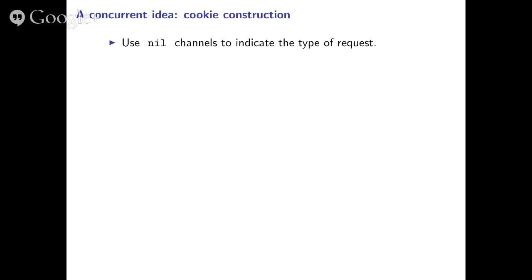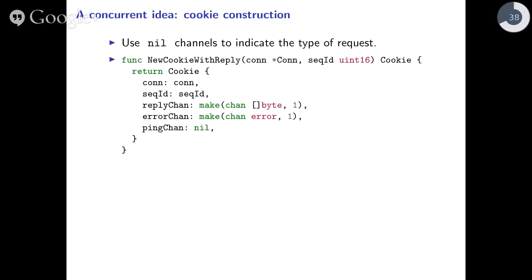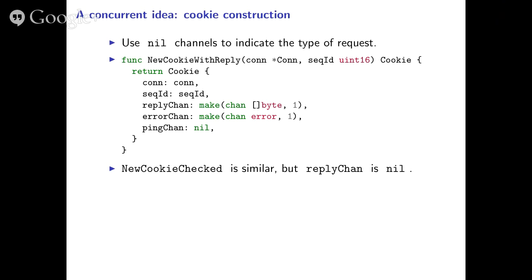So we can use nil channels to indicate the type of the request. If we want to create a cookie for a request that expects a reply, we fill in the reply channel and the error channel. We leave the ping channel nil. Similarly, if we want to check a request, then we fill in the error channel and the ping channel, and we leave the reply channel nil.